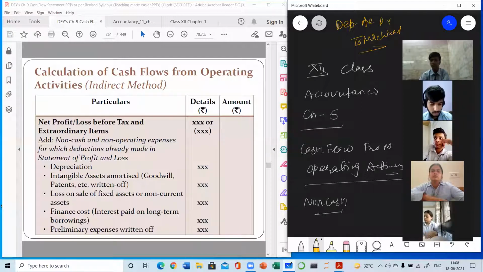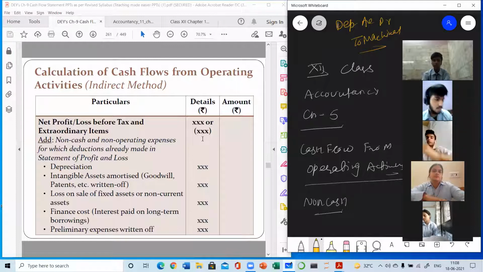Similarly, whenever we are making a provision for doubtful debt, then again there is no involvement of cash. Similarly, the goodwill is amortized, all the intangible assets are amortized, then the same entry will be passed. If the goodwill is amortized, then the entry will be amortization account debit to goodwill. Clear? So in these type of entries, there is no involvement of cash, but still they are expenses. So these expenses are known as non-cash expenses.